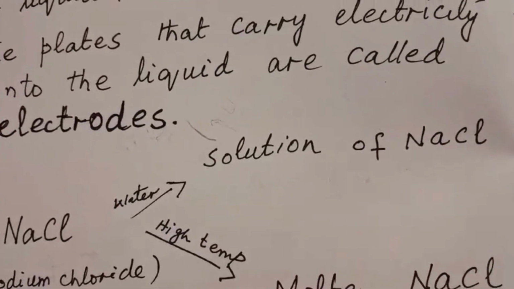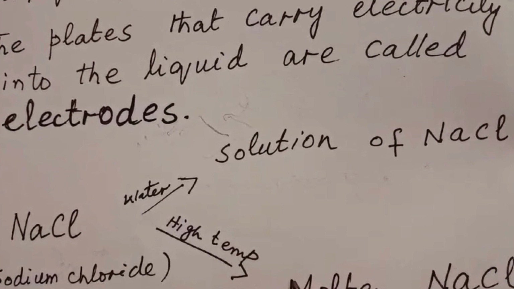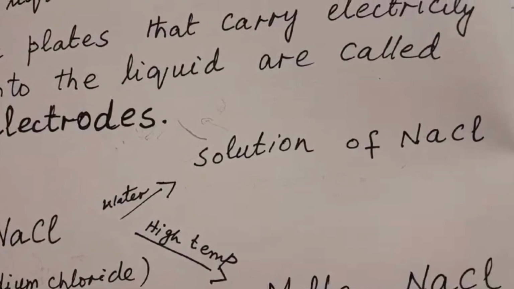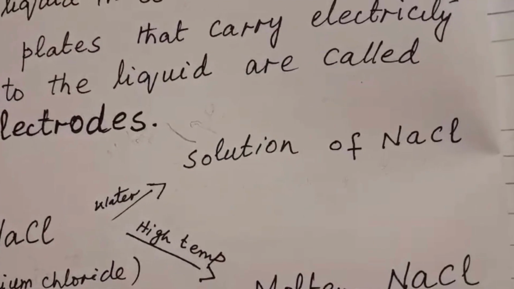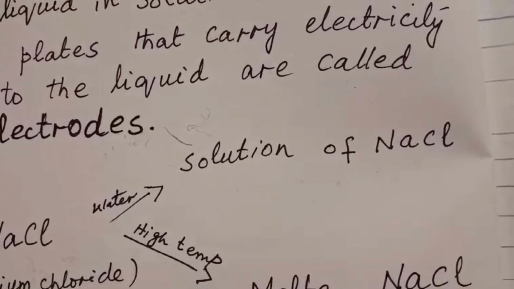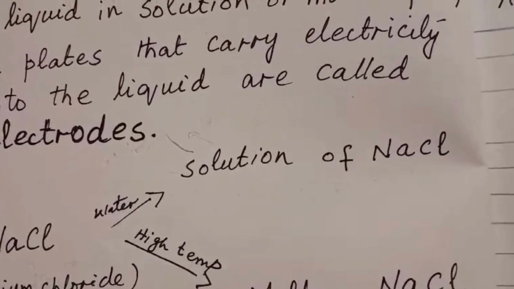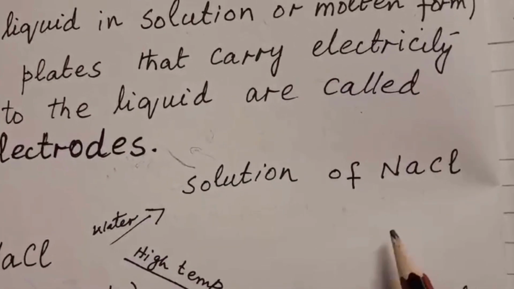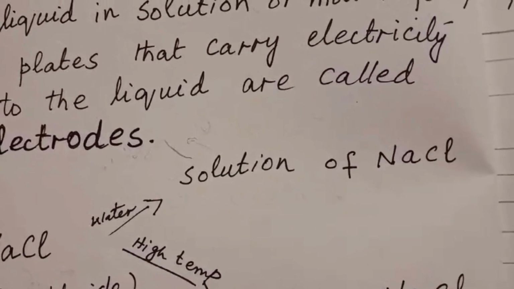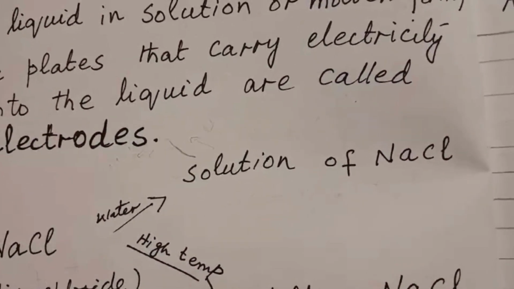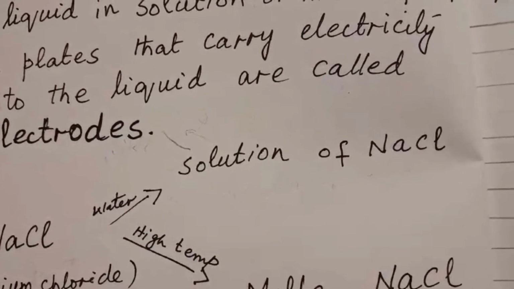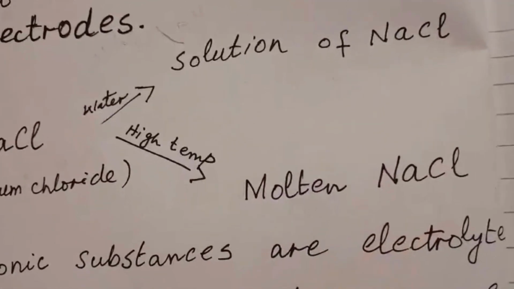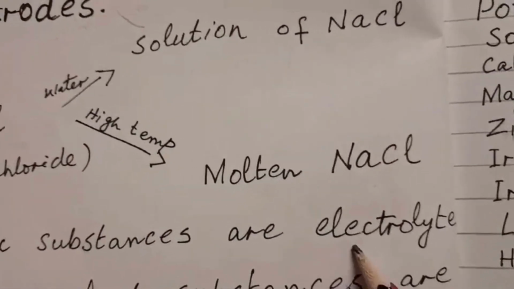Or when we heat up the solid sodium chloride at a very high temperature, above 800 degrees Celsius, the sodium chloride melts and its ions get free, and then it behaves as an electrolyte. So sodium chloride in solution form or in molten form behaves as an electrolyte because its ions get free and are not held together by the electrostatic force between the opposite ions. The ionic substances are the electrolytes.